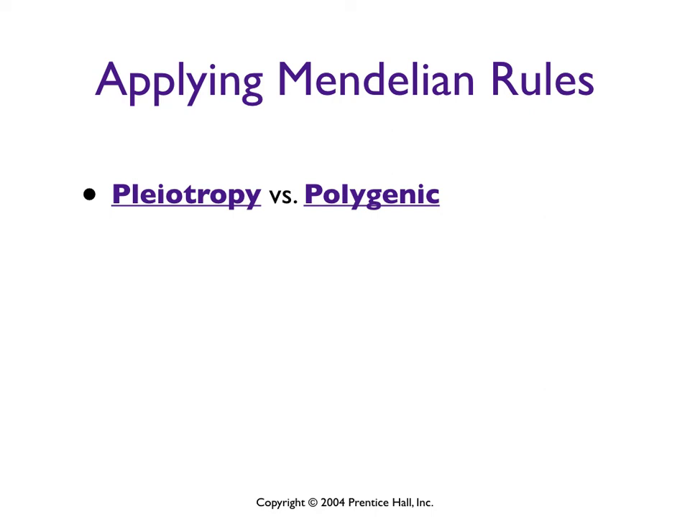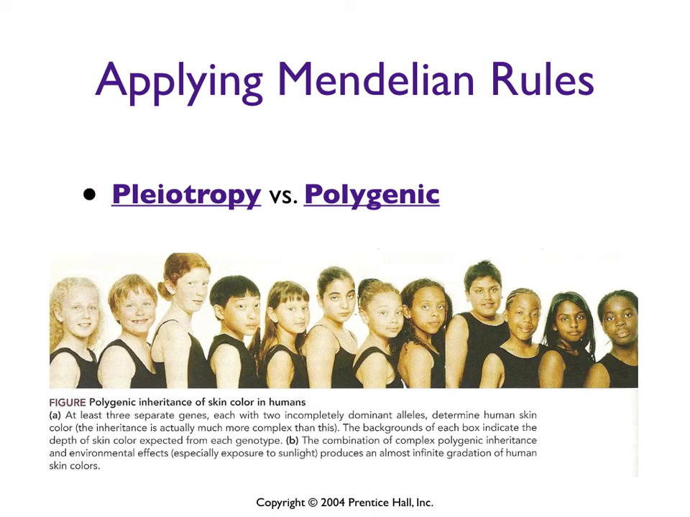The term polygenic means that there are many genes that determine one trait. For example, human skin color is controlled by multiple genes.